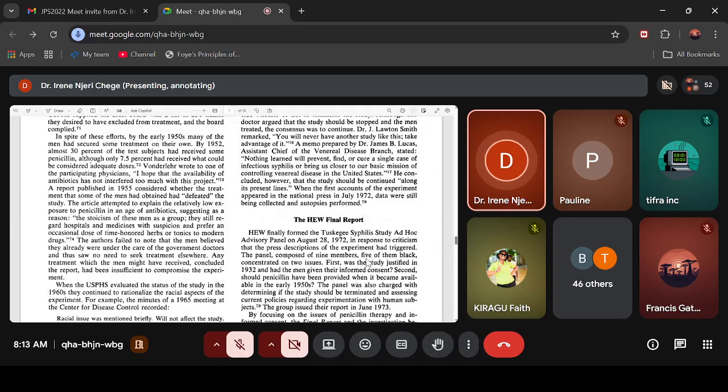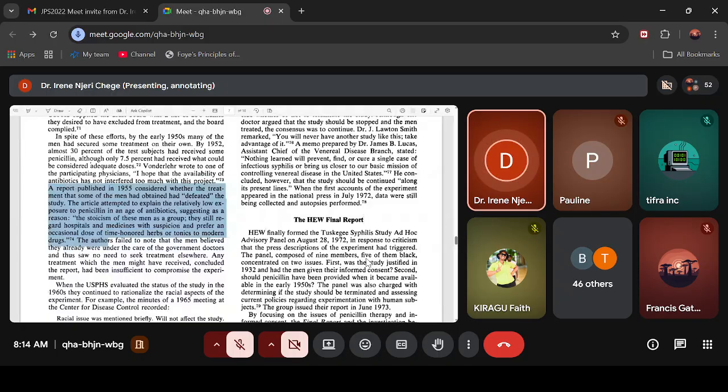Then the doctor who was conducting the study, this is Vonderlehr, wrote to one of the participating physicians and said, I hope the availability of antibiotics has not interfered too much with this project. A report published in 1955 considered whether the treatment that some men had obtained had defeated the study. The article attempted to explain the relatively low exposure to penicillin in an age of antibiotics, suggesting a reason.